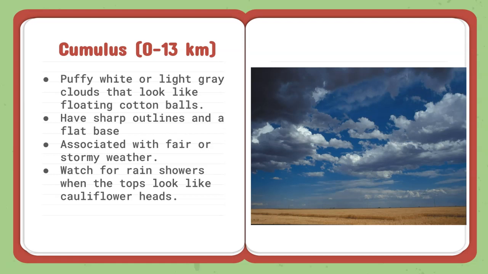They tend to have flat bases, but they have sharp outlines, that puff to them. These are associated with fair weather, but they can also be associated with some stormy weather as well, depending on how much they have grown. So watch for rain showers when the top looks like a cauliflower head. So when this cloud's top looks like cauliflower, you might want to look out for some possible rain in the near future, because it has gotten large enough to develop some precipitation.